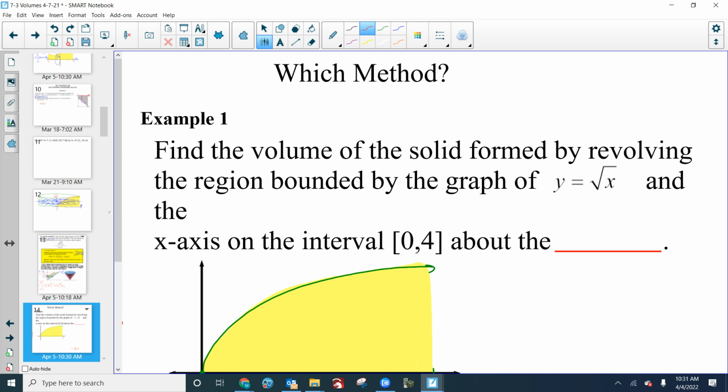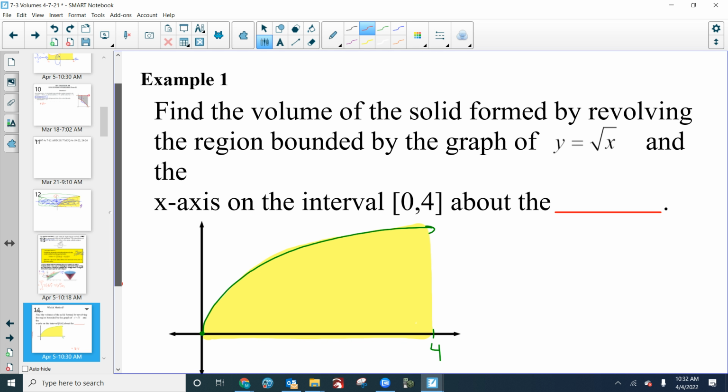So, we did this problem last week. Y equals radical x and the x-axis. So I've already given you the region. We did it around the x-axis, correct? And which method did we use since it was around the x-axis? It was completely connected to the x-axis on the interval that we were revolving, 0 to 4. What if we go around the y-axis?